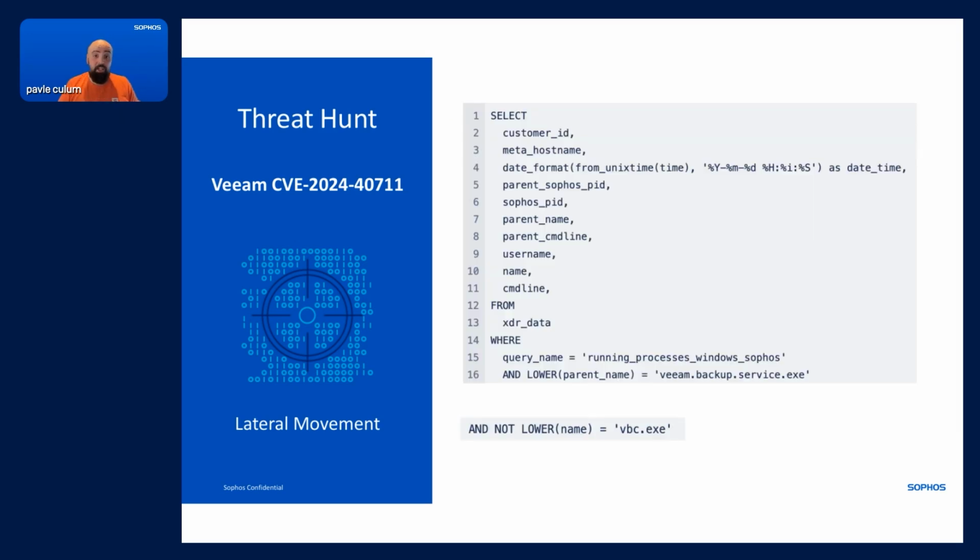So just to give you an idea of what we started off with and where we ended up, this was a basic search query for the estate just to see what the Veeam backup service.exe file was doing as a parent process. Very quickly, we realized that vbc.exe as a child is spawning a ton of stuff that is completely normal and completely benign. We had to sift through it and cluster a lot of data, sequences of events, to figure out whether it's associated with the actual exploitation event or not.